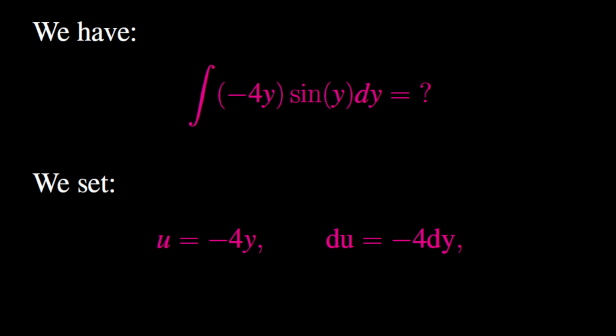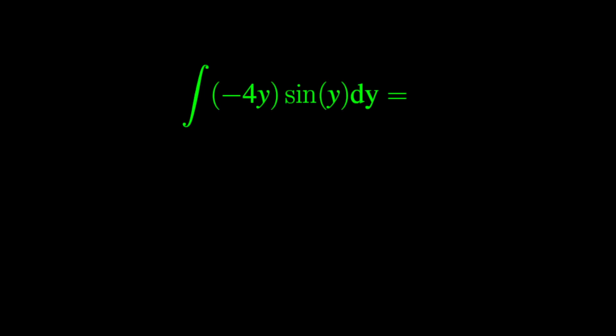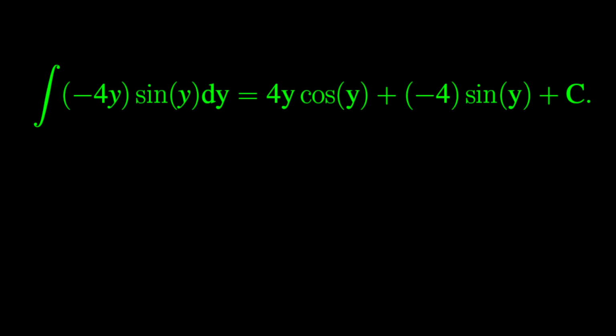Consequently, we set u equal to minus 4y, so du equals minus 4 dy, and dv equals sine of y dy, and v equals minus 1 times cosine of y. Eventually, the integral of minus 4y times sine of y dy is equal to 4y times cosine of y, plus minus 4 times sine of y, plus a constant c.